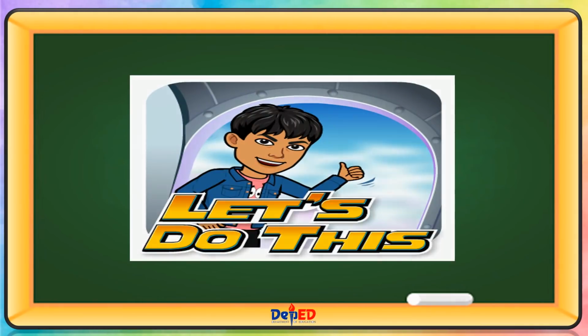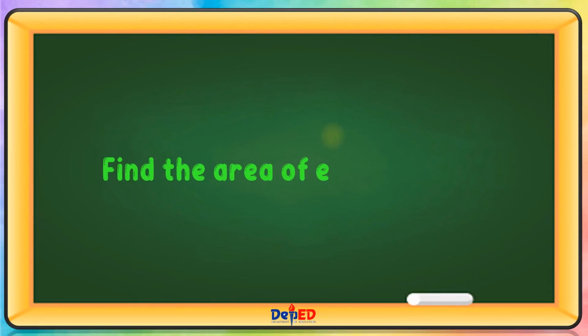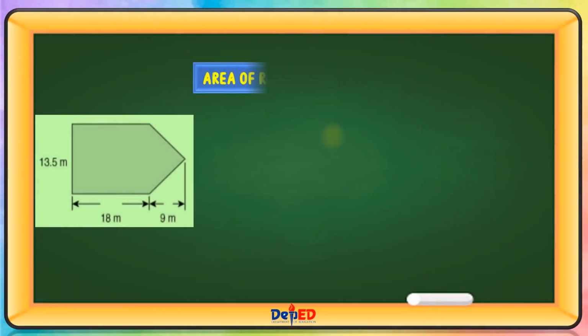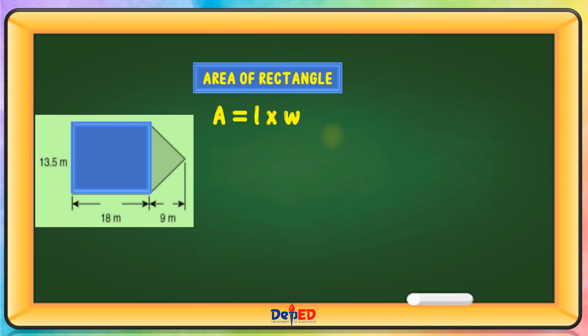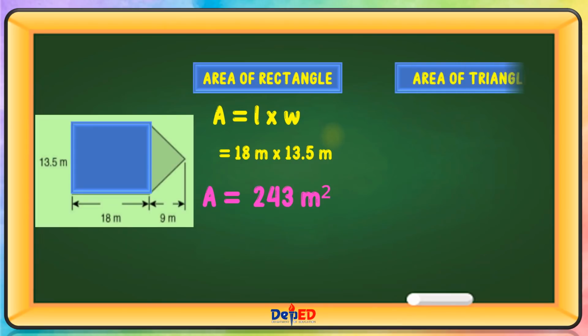Let's do this. Find the area of each figure. Area of rectangle. Ang ating formula ay length times width. Ang ating length ay 18 meters at ang ating width ay 13.5 meters. 18 times 13.5 equals 243 meters squared.